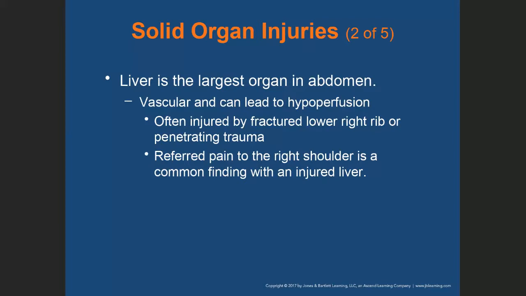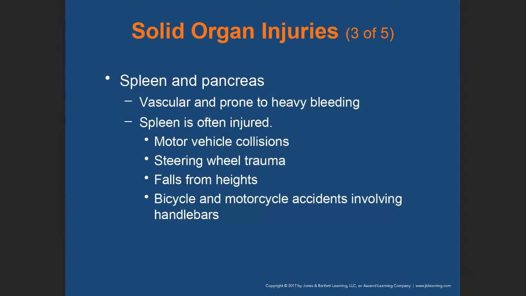Referred pain to the right shoulder is a common finding, so it's very common for persons to have liver damage and complain of pain in the right shoulder, referred pain. Spleen and pancreas: the spleen is another vascular organ and it's prone to heavy bleeding. The spleen is often injured in motor vehicle collisions from the steering wheel making contact with the body, falls from heights, and bicycle and motorcycle accidents involving handlebars.